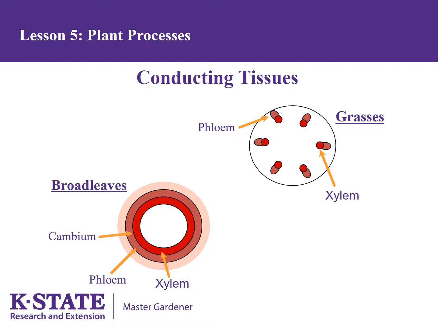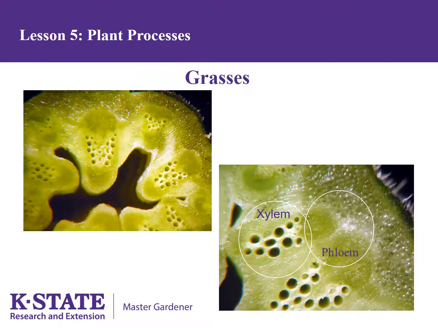The conducting tissues are arranged differently in grasses and broadleaves. In monocots, the grasses, the xylem and phloem are in vascular bundles. In dicots, the broadleaf plants, the xylem and phloem are in rings. In both cases, the phloem is always to the outside and the xylem to the inside. The cambium is between the two. The cambium is the part of the plant that makes new xylem and phloem.